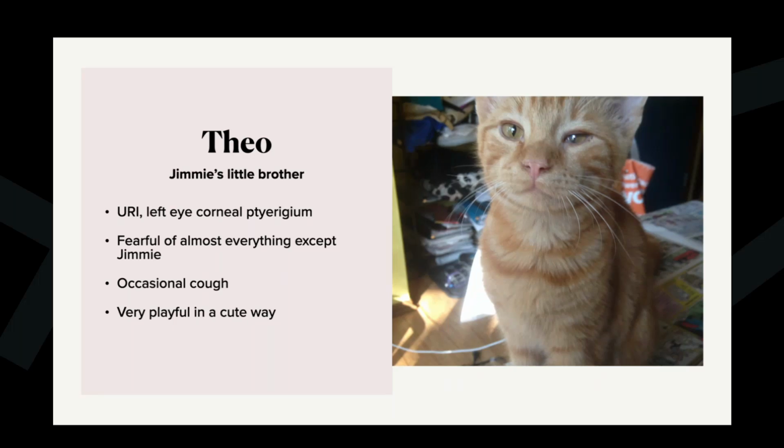And in this picture, you can't see it as well, but it's like a white, not just a film, it's like a white tissue over his eye. This wasn't the best picture, just happened to be one I had. But it's almost like a tissue over the eye. It is a tissue. And he was fearful of almost everything except Jimmy. He's like, protect me, Jimmy. Help me, Jimmy. And he did have an occasional cough when we got him.